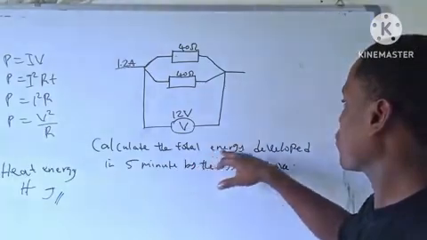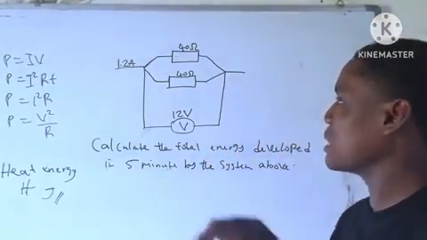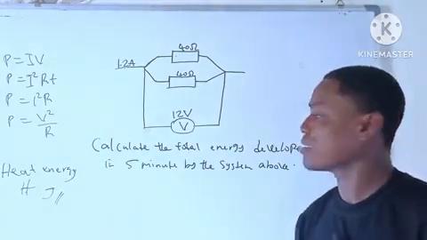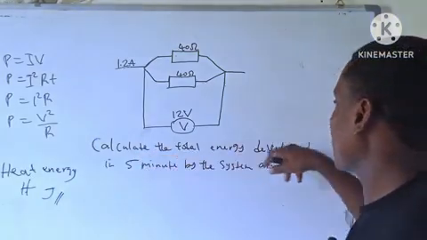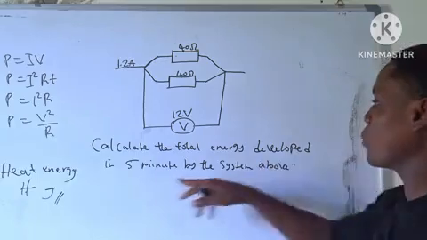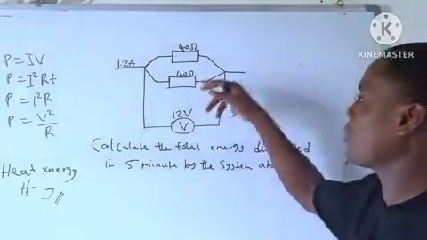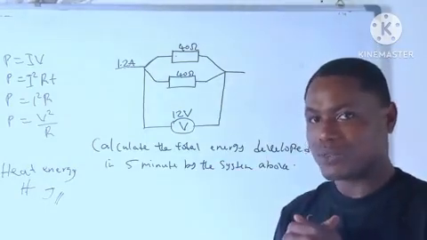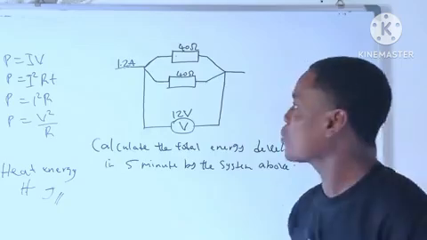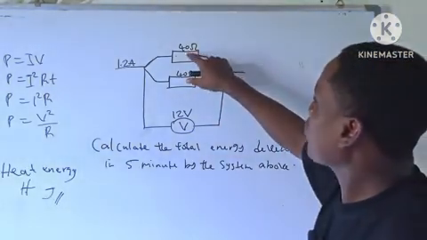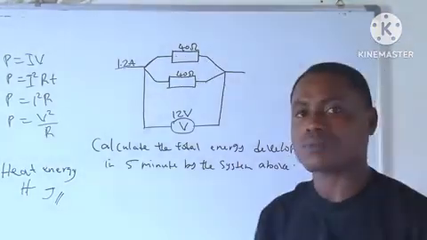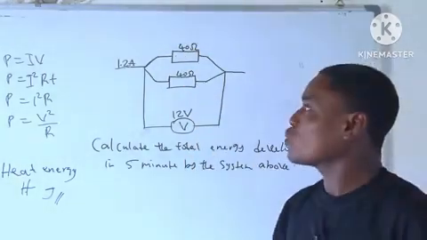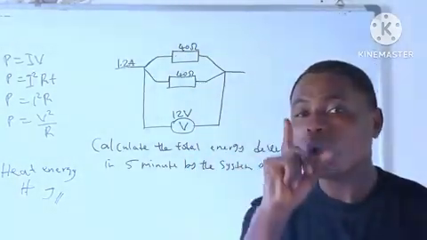They said calculate the total energy developed in 5 minutes by the system above. We are given time again. So the first thing, what are we going to do? You know what to do now. The first thing is to solve for these two resistors so that we come out with a single resistance.